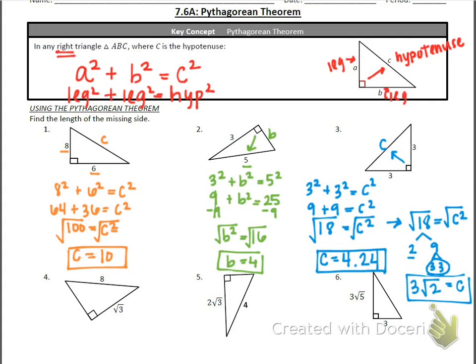4.24 is more of a measurement way of writing it. 3 root 2 is more of an algebraic geometry way of writing it. For you guys, I want you to give me both. On the test, I don't care which one you give me, either one. But for homework practicing, I want you to give me both.